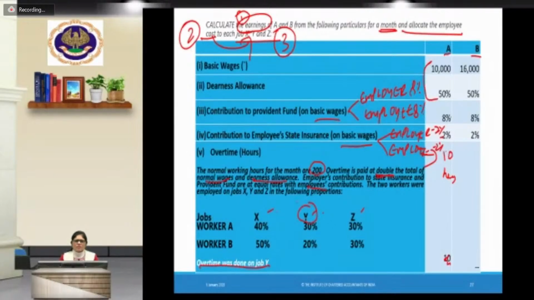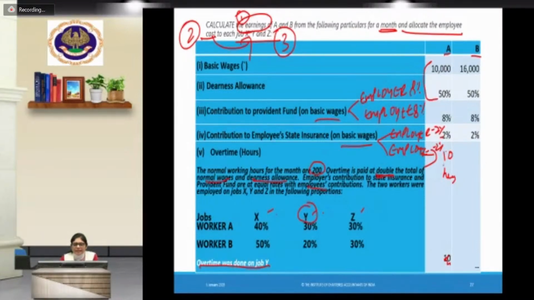Clear? So first of all, you have to calculate the earnings. What are the earnings? Now you please calculate; I'll guide you how to do it. Earnings of A and B. So make a statement: computation of earnings of workers A and B. Basic wages 10,000. DNS allowance 50% of 10,000, so that will come out to be 5,000. So 10,000 plus 5,000, the basic and the DNS allowance.